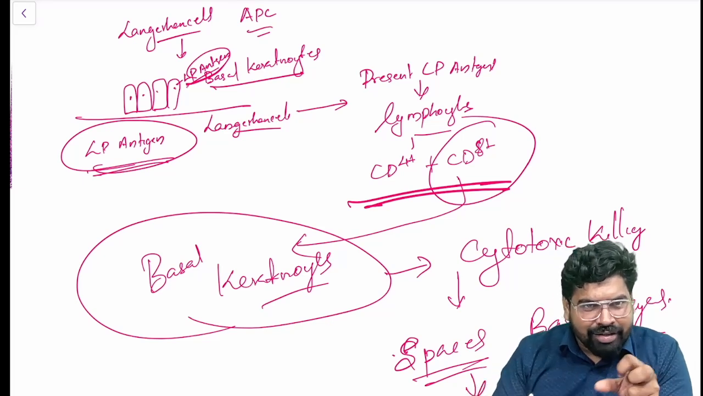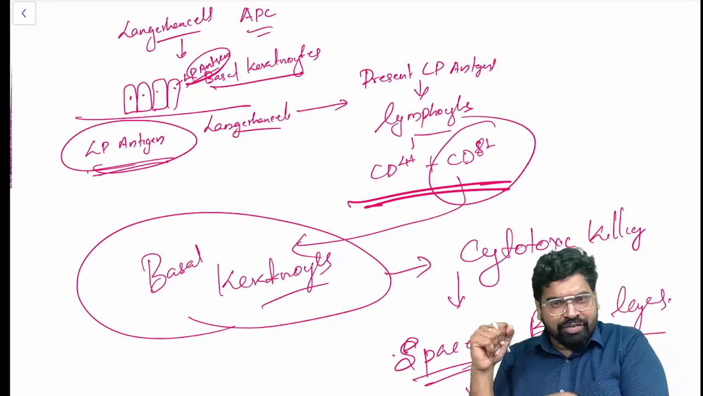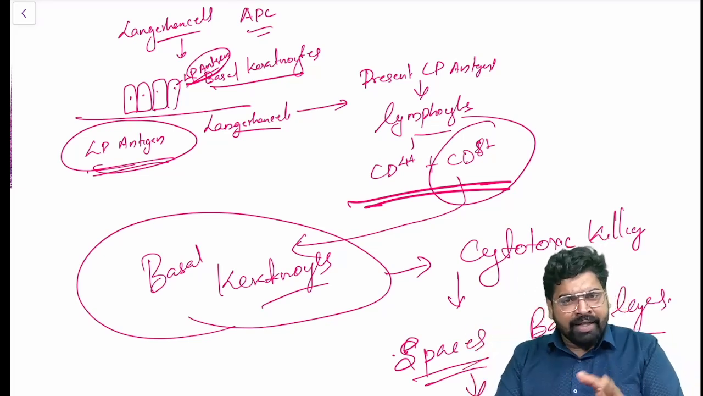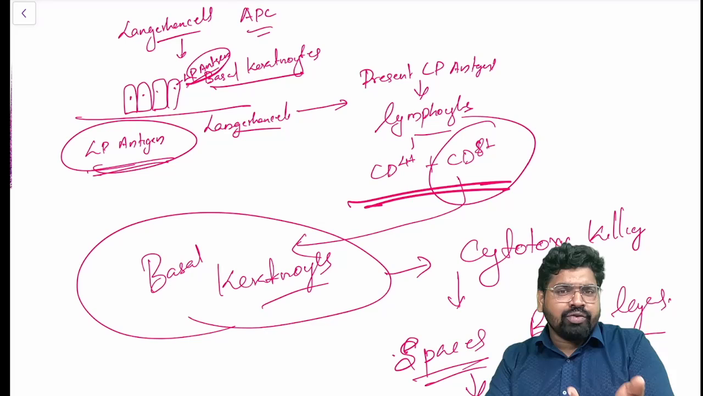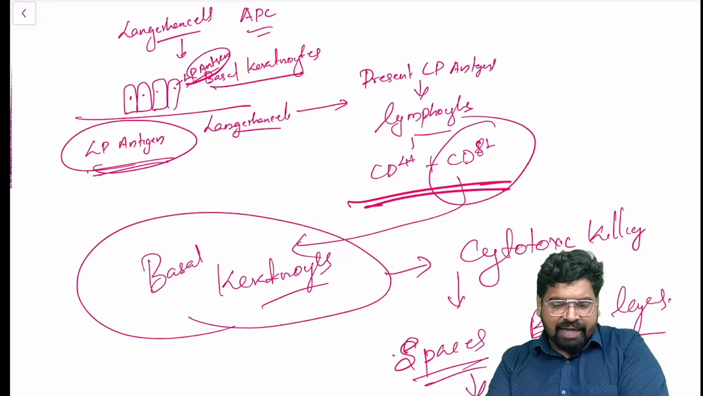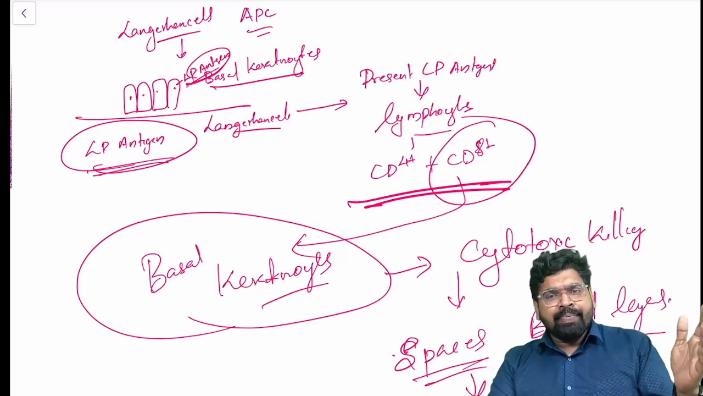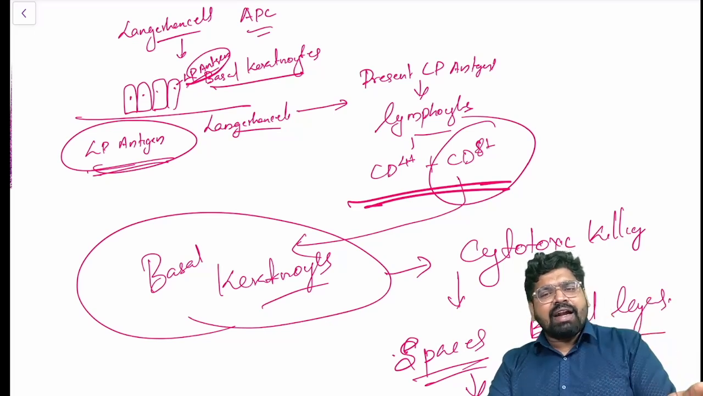She caught this news from the basal keratinocytes, ran to the lymphocytes, and told them, oh, bhai, this is one CD4 and CD8, come, there is news for you. He gives this LP antigen to them. CD4 and CD8 ran to that area, invaded it, and attacked the basal keratinocytes.